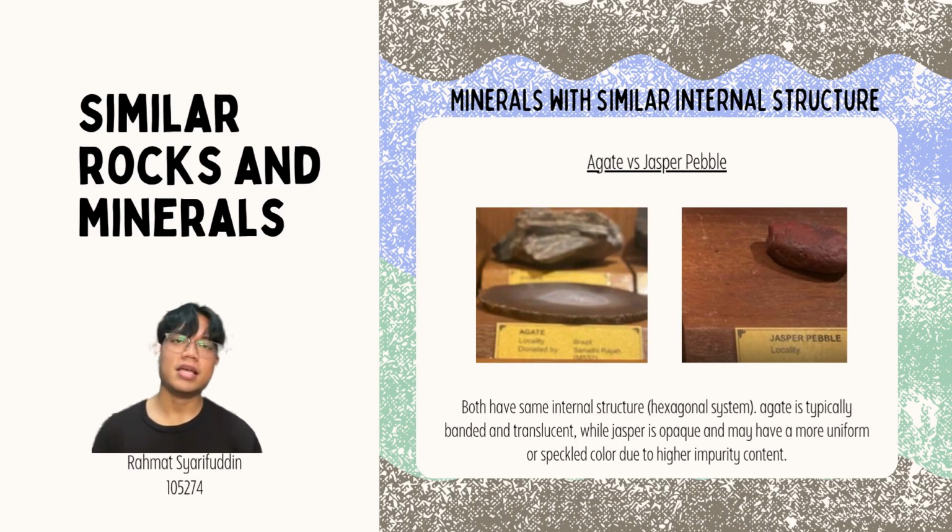Another comparison is agate versus jasper pebble. Both are forms of microcrystalline quartz with the same hexagonal internal structure, but they differ in appearance. Agate is typically banded and translucent, while jasper is opaque and often has a uniform or speckled color due to impurities. These visual differences help geologists distinguish between the two, even though they are internally quite similar.